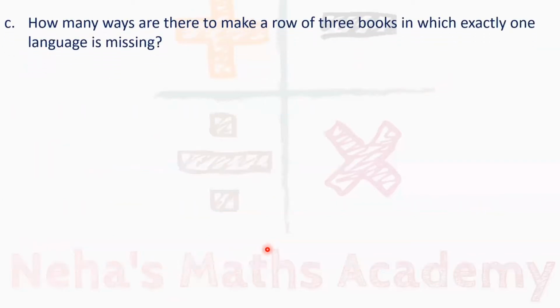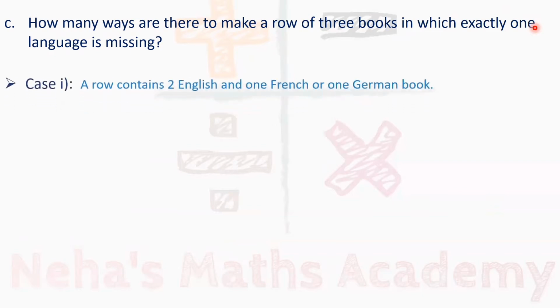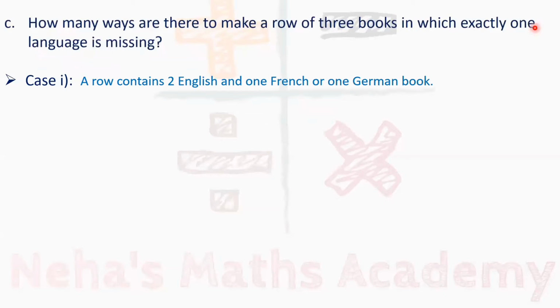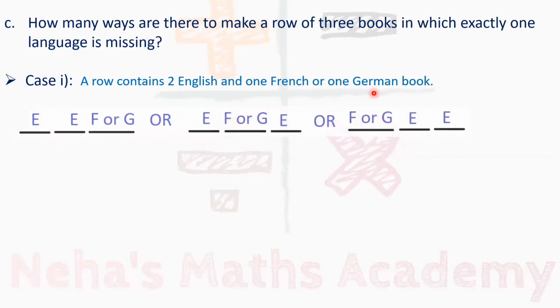Now the third part. How many ways are there to make a row of 3 books in which exactly one language is missing? Means we have to make a row of 3 books such that exactly one language is missing. Means there will be 2 books of the same language and 1 book of another language. So there will be 3 cases. In case 1, a row contains 2 English and 1 French or 1 German book. It can be like this.